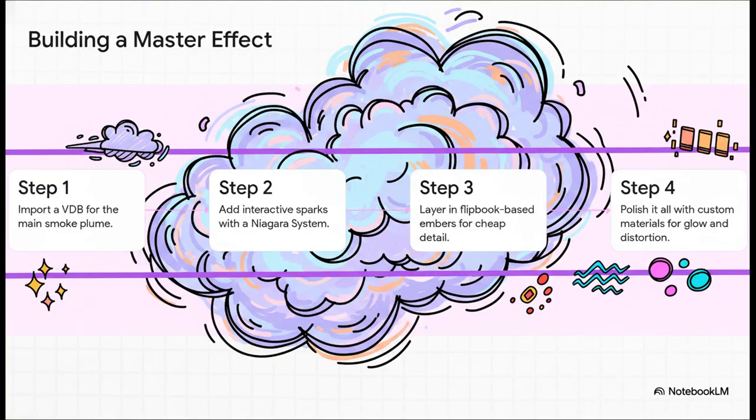So let's just imagine how this all comes together. For a big explosion, an artist might start with a super high-quality VDB for that main billowing smoke plume. Then they'll layer a Niagara system right on top to add thousands of interactive sparks flying out. After that, they can sprinkle in some cheap little flipbook embers just for extra detail, and then finally they polish the whole thing with custom materials to create that beautiful fiery glow and heat distortion.